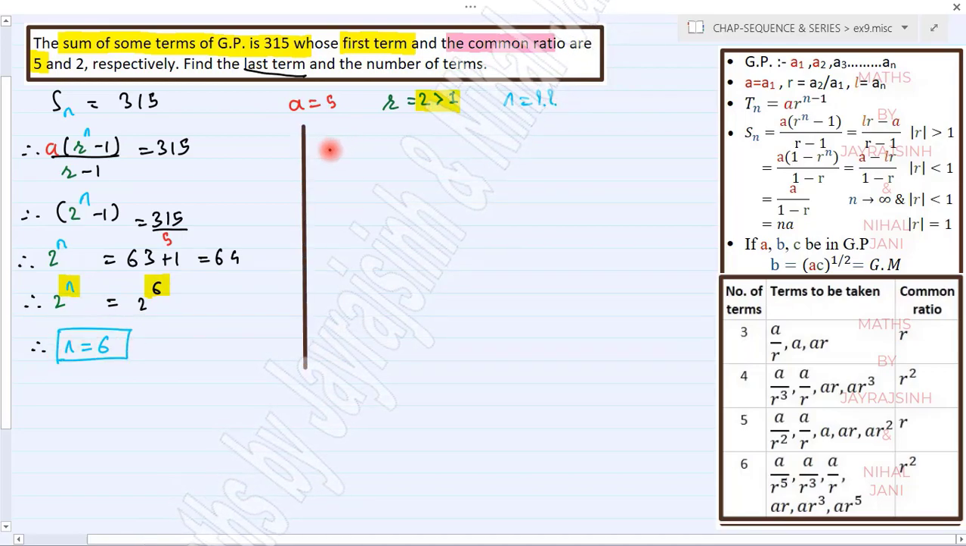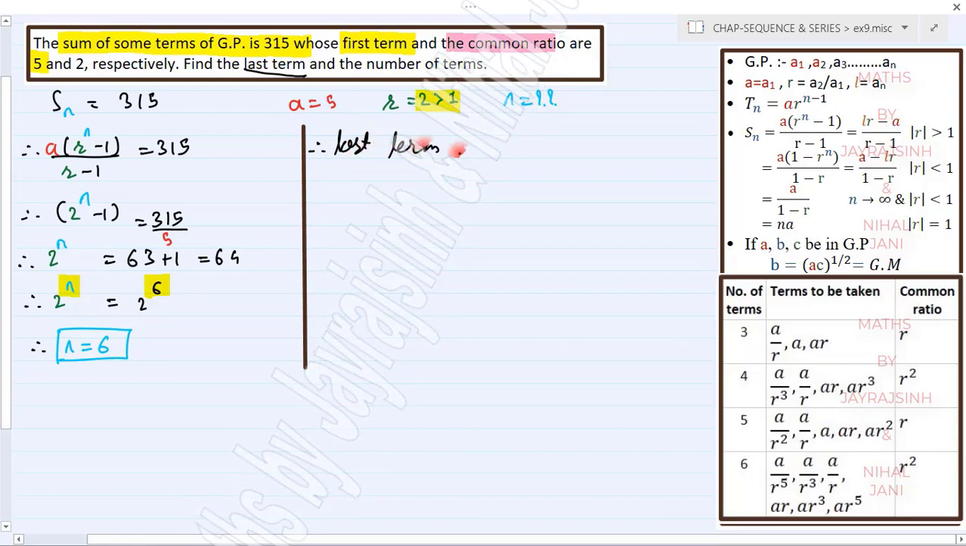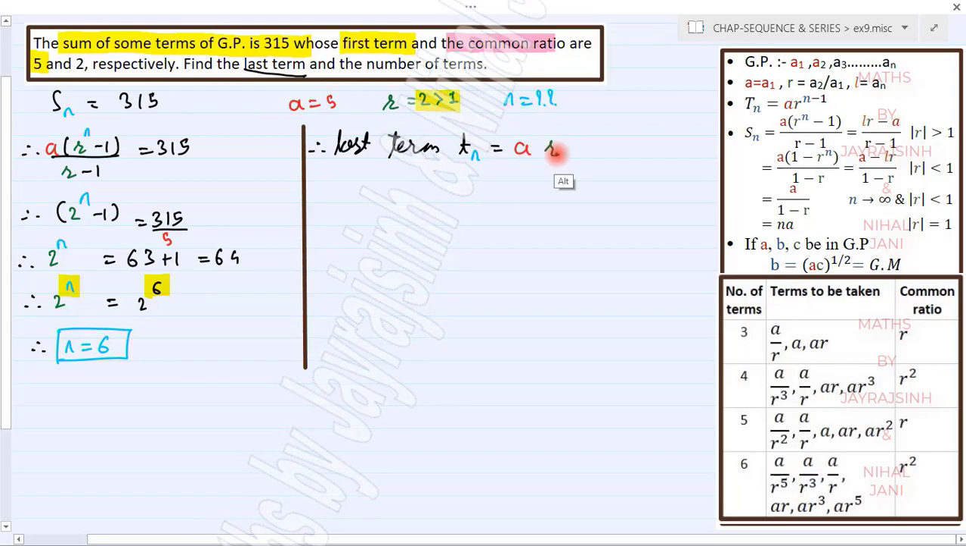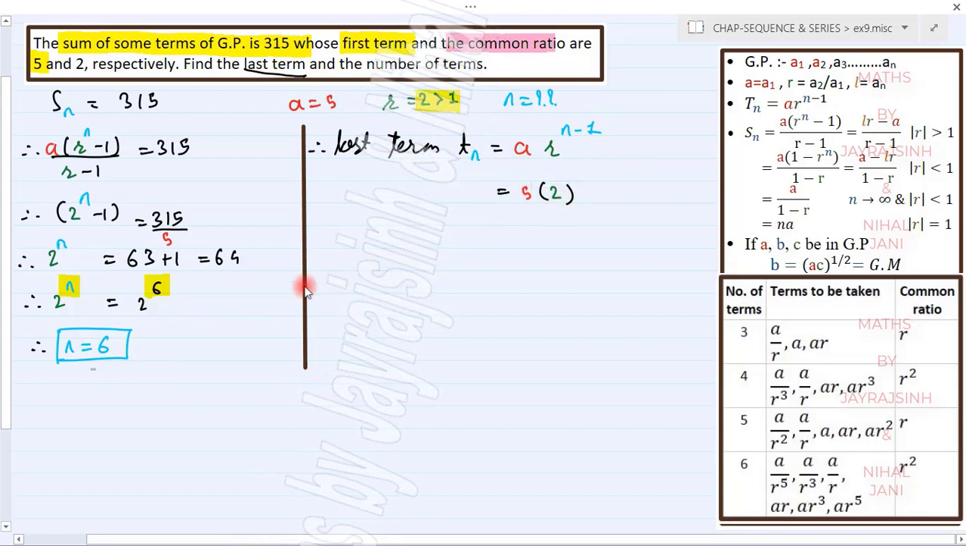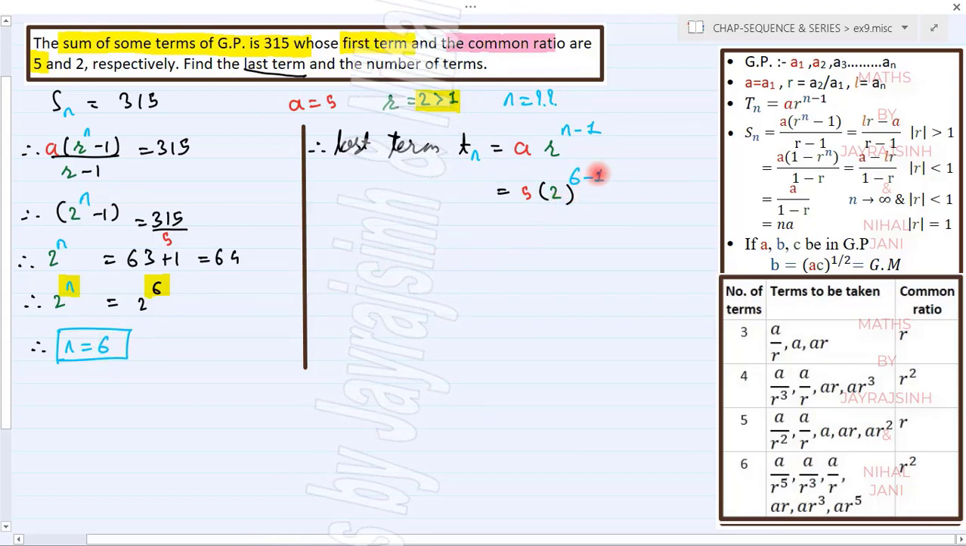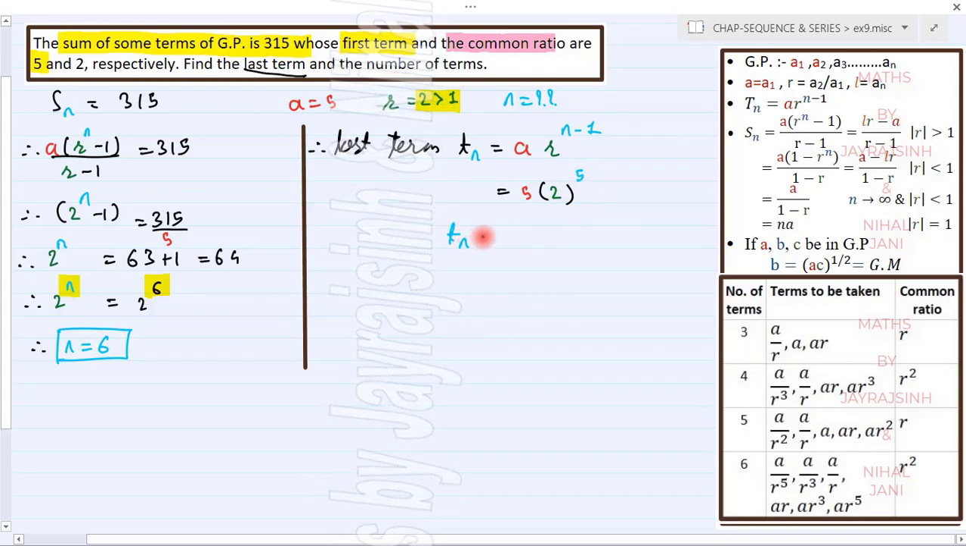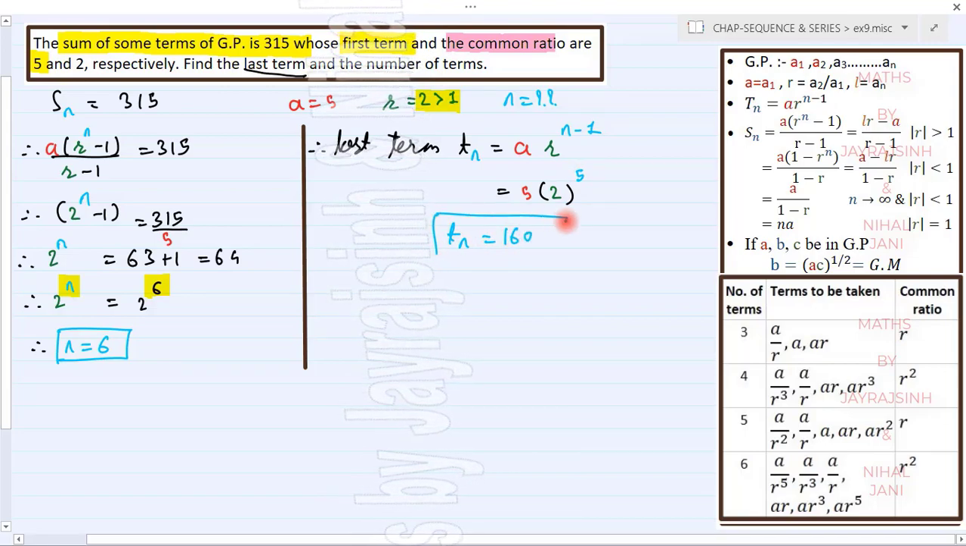So we get the value of n and we are ready to find the last term using the formula of nth term, which is a into r raised to n minus 1, where a is 5, r is 2 and the value of n we found as 6. So here we'll get 5 into 32. So we can say the last term is equal to 160, which is your final answer.